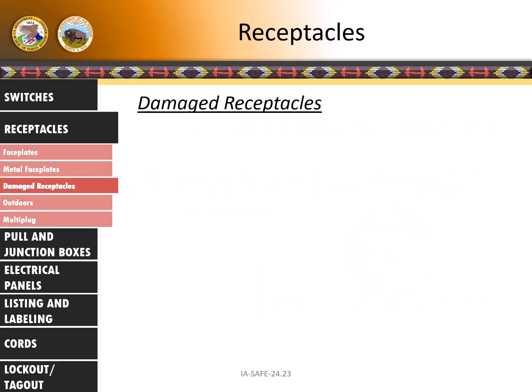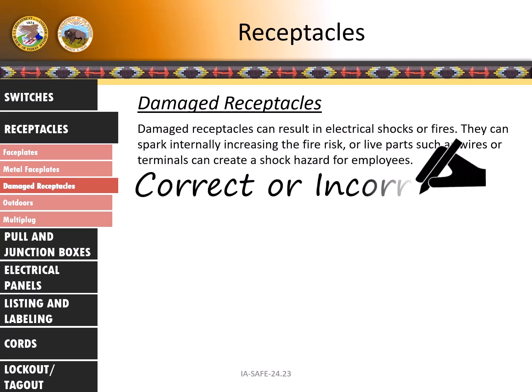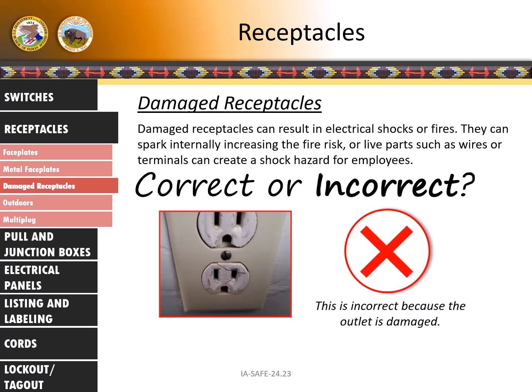Damaged receptacles. Damaged receptacles can result in electrical shocks or fires. They can spark internally, increasing the fire risk, or live parts, such as wires or terminals, can create a shock hazard for employees. Is this example correct or incorrect? This is incorrect because the outlet is damaged.